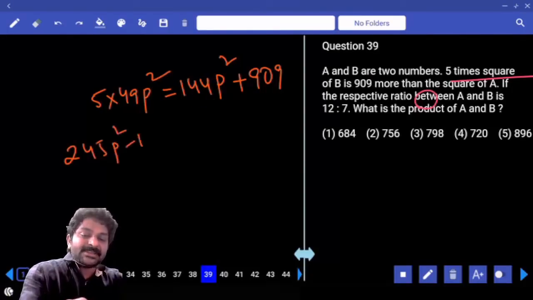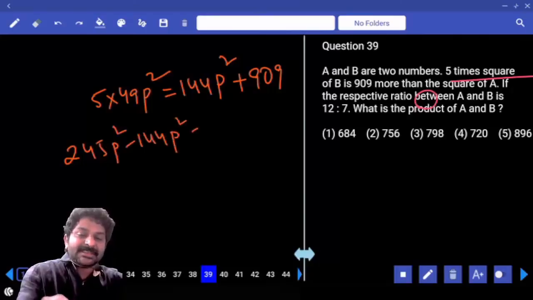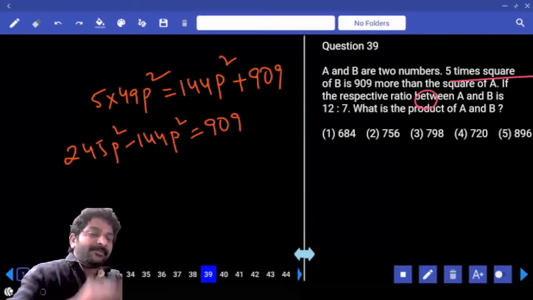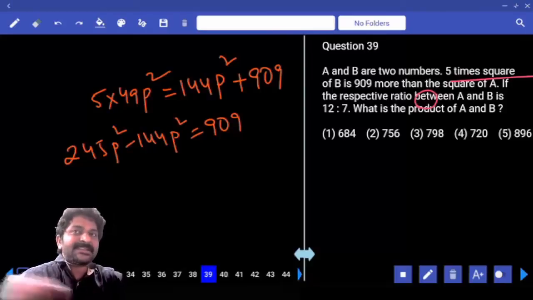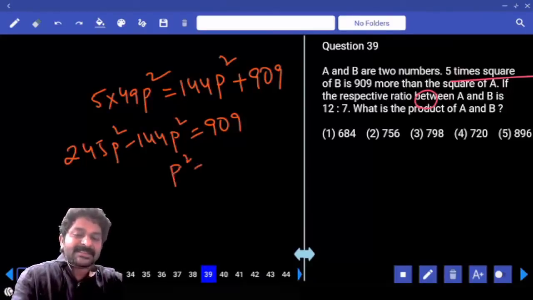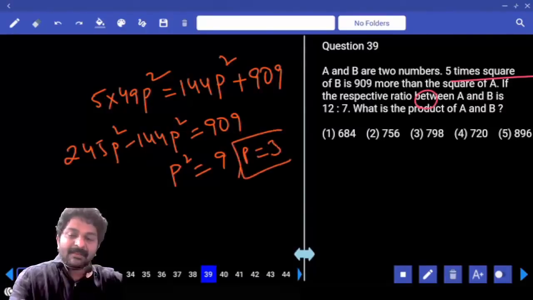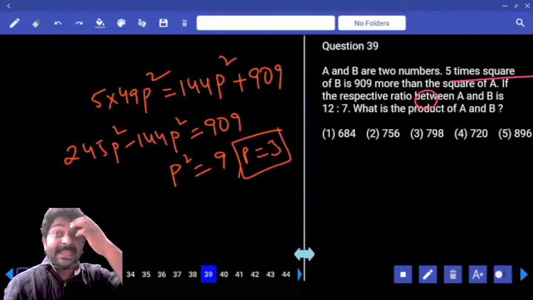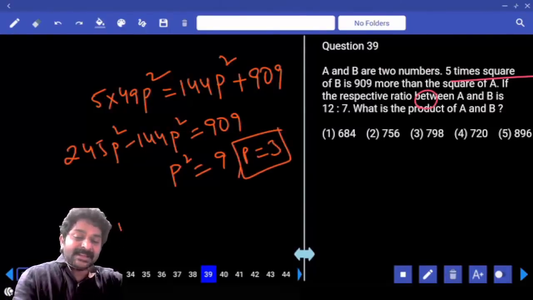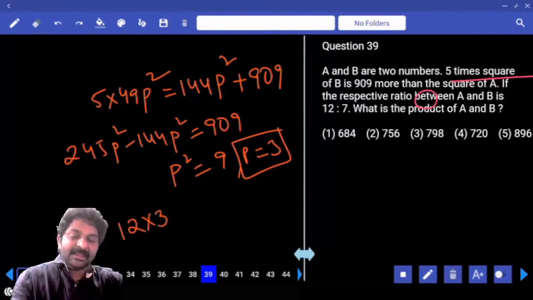245p square minus 144p square is equal to 909. 245 minus 144, 101p square is equal to 909. Then p square is equal to 9. P is equal to 3. And what is your question about? Product of A and B. A is 12 parts, that is 12 into 3, multiplied by B is 7 parts, that is 7 into 3.